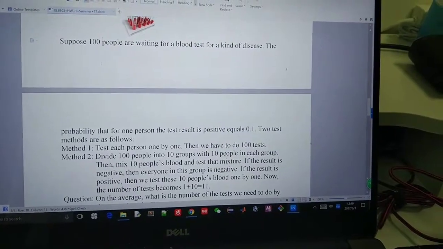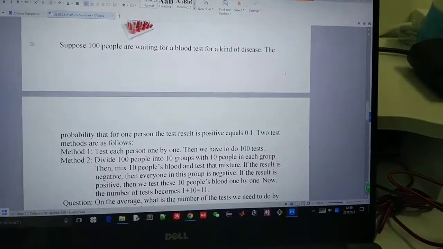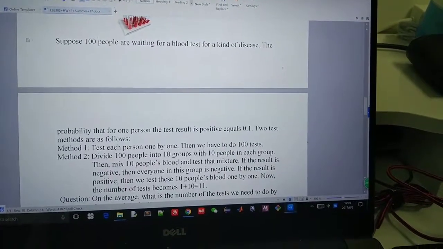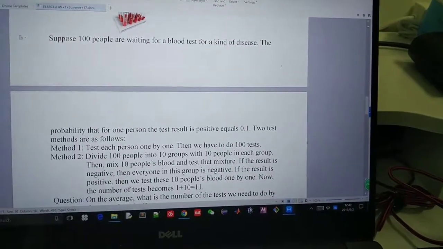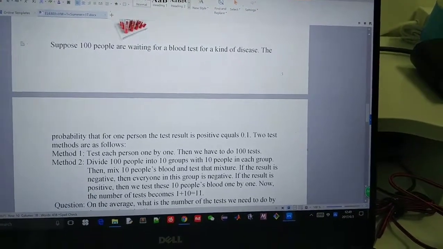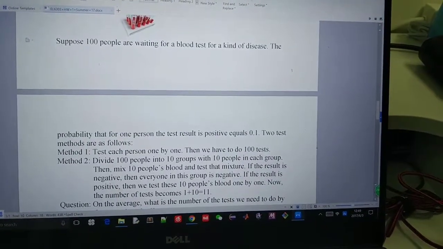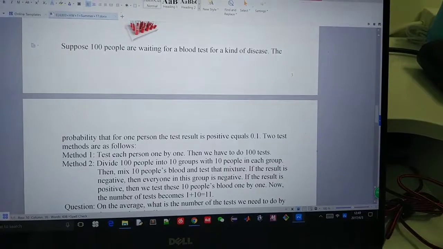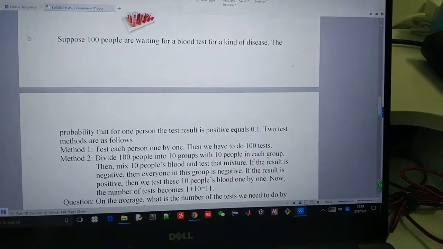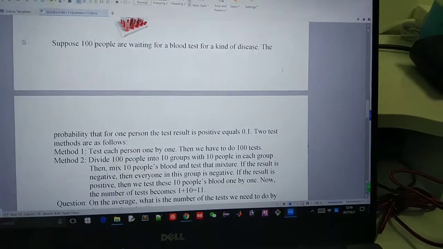So the number is really a large one. But if we take method 2, we divide 100 people into 10 groups with 10 people in each group. Then mix 10 people's blood and test that mixture. If the result is negative, then everyone in this group is negative, then we only test one time. If the result is positive, then we test these 10 people's blood one by one.